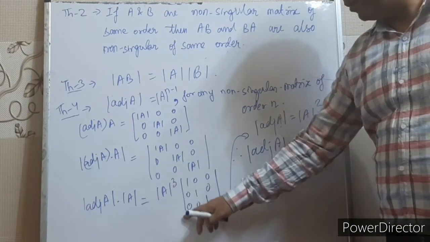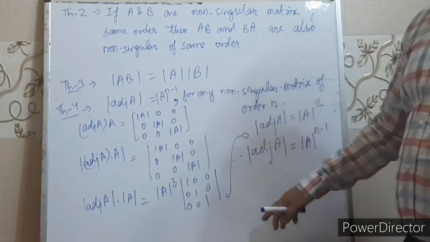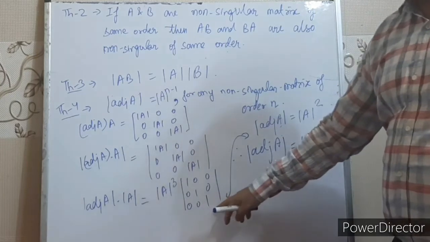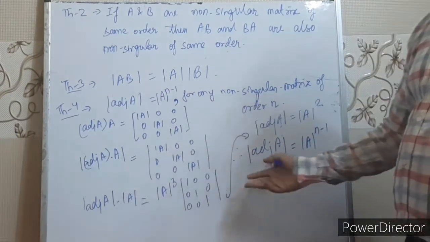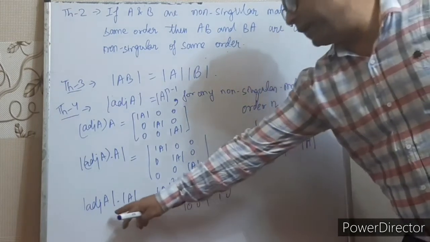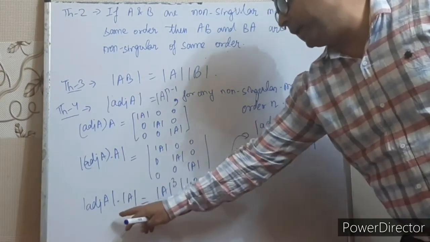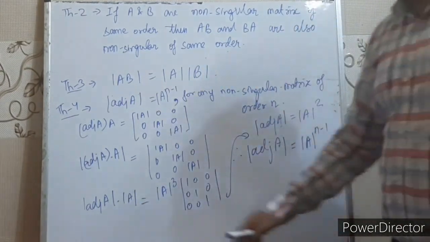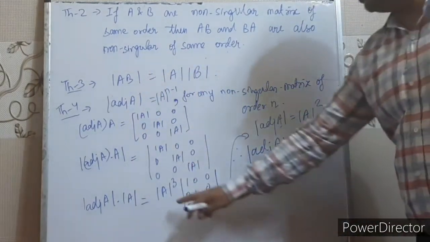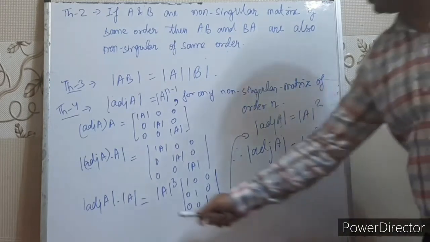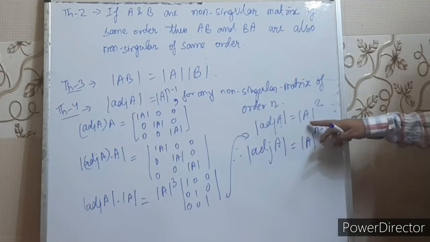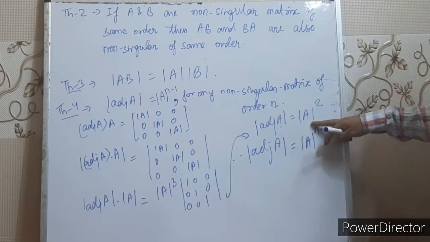The value of the determinant of the identity matrix is 1. If you expand this determinant by the first row, first column or any row, any column, you always get the value 1. That means determinant of adjoint A into determinant of A equals determinant of A cubed. You can cancel determinant of A. What you will get? Determinant of adjoint A equals determinant A squared.